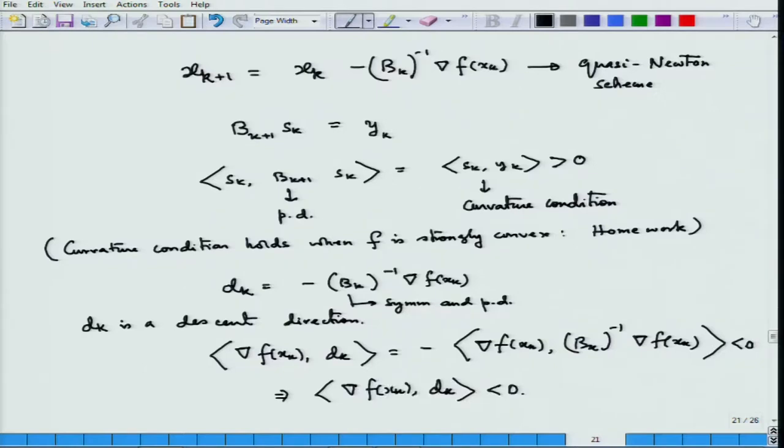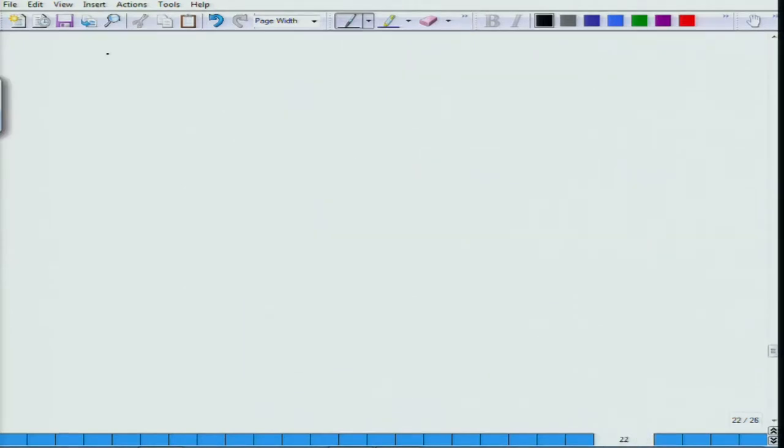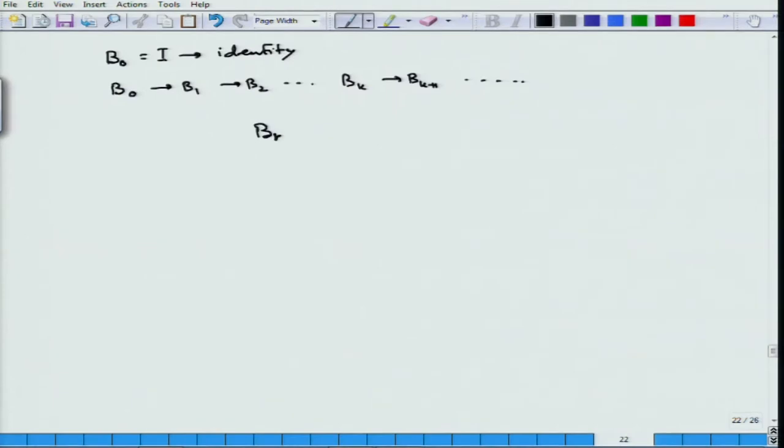So, the important question here is how do I update the matrices B. If I know B naught, usually the starting one is the identity matrix, because we know that it is anyway positive definite. Then I have to go from B naught to B 1, B 1 to B 2 and so on, B k to B k plus 1 and so on. The question is how do I make these updates, how to make an update from B k to B k plus 1.